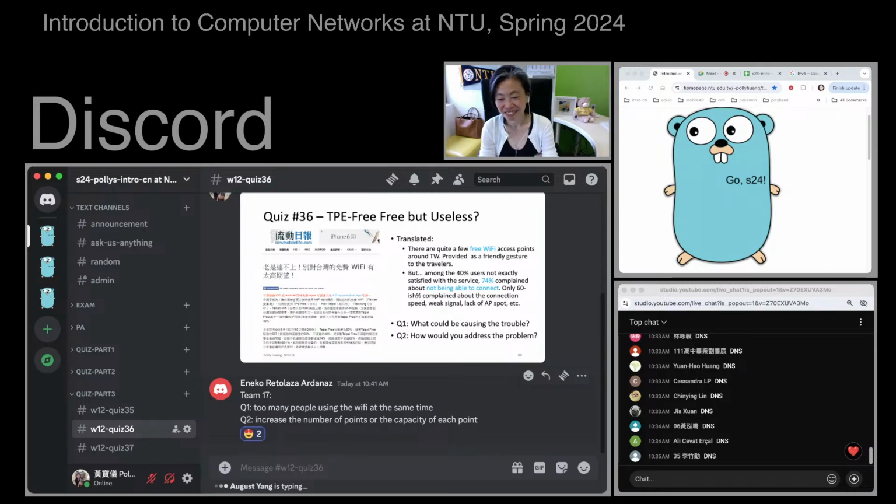Okay, too many people using Wi-Fi at the same time. And why would too many people using Wi-Fi at the same time then prevent you from connecting to it? Okay, increase the number of points or the capacity of each point. So what do you mean by points? Do you mean AP, the access points? I guess so, right, Eneko?